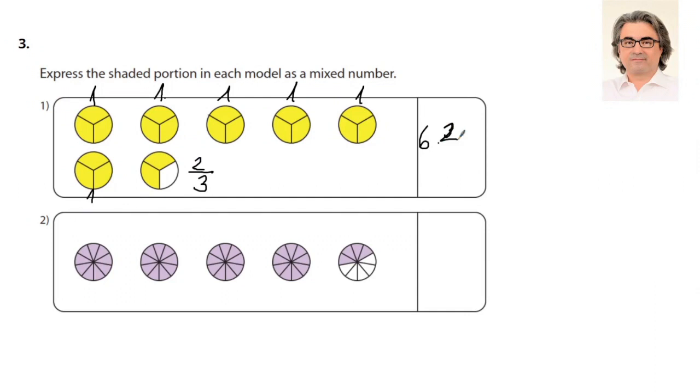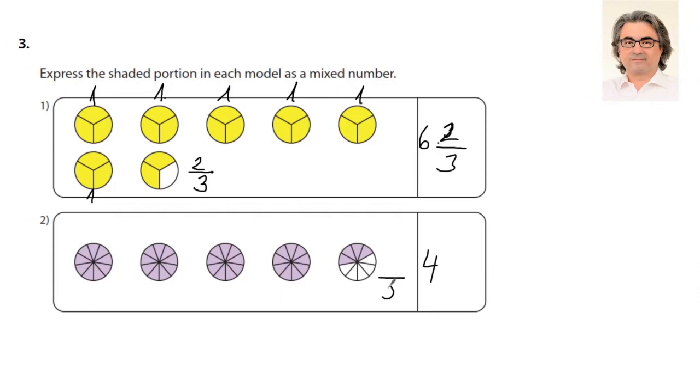2 over 3. 6 and 2 over 3. So this type of figure shows us a mixed number. What about the second one? 1, 2, 3, 4, whole number. And what about this? I should concentrate on the number of shaded regions. 1, 2, 3, 4, all of them 4, 5, 6, 7, 8, 9.